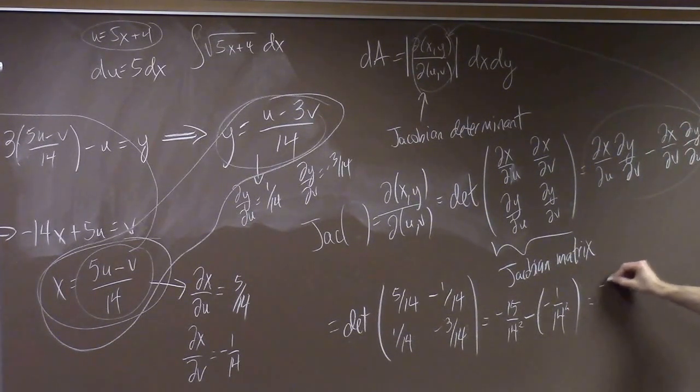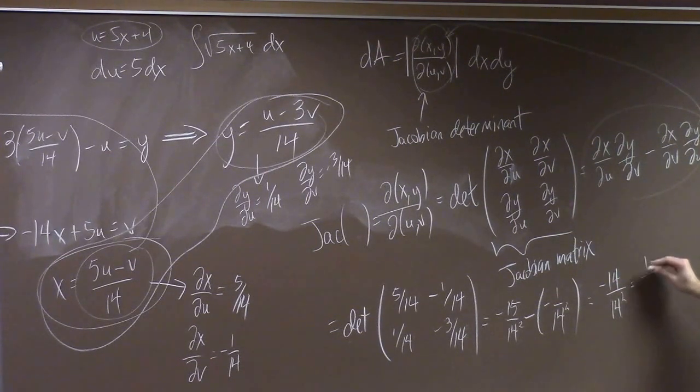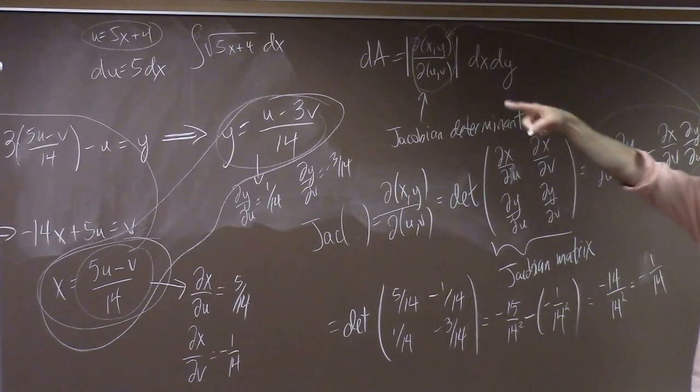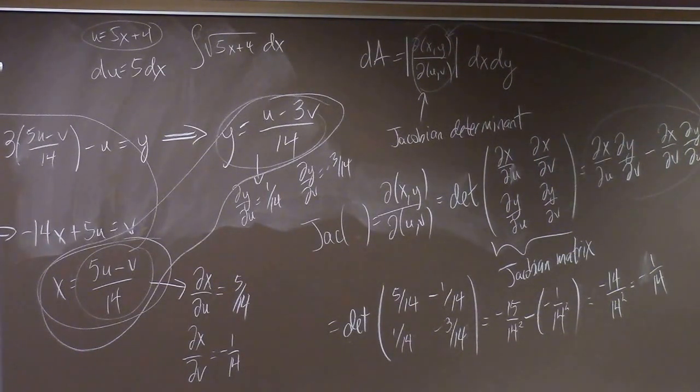That's going to give you negative 14 over 14 squared, which is negative 1/14. And then the absolute value of that is going to be positive 1/14. That's why I need the extra 1/14. To get the right answer, I need to divide by 14.